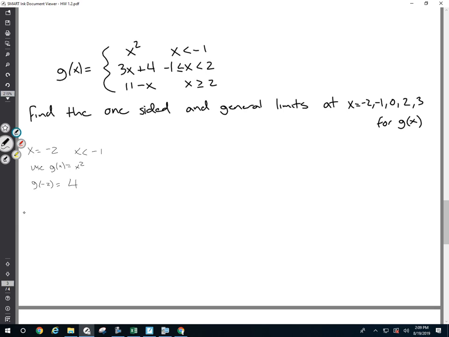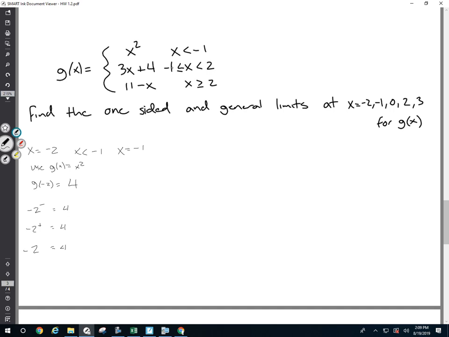So let's see how I'm going to write this. -2 from the left equals 4. -2 from the right is 4. -2 in general is 4. This is one of those boring situations where the limits and the function values agree. X equals -1. Here we go.